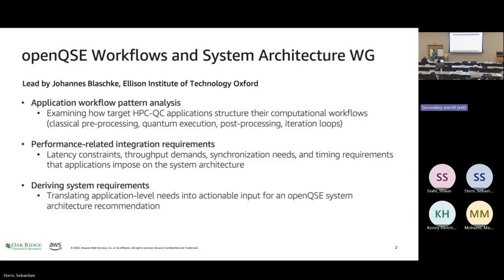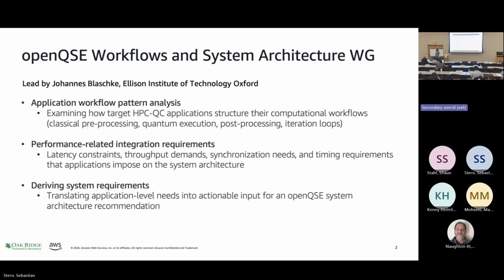So here's a list of things that we're exploring and trying to understand as part of this group. One is application workflow pattern analysis. Here the idea is basically to map the different types of hybrid quantum classical applications onto the different resources and try to understand what part needs to utilize quantum versus classical. A follow-up to that is trying to understand what the constraints are in terms of different resources: latency constraints, throughput demand, synchronization, things like this. And then this last point, driving system requirements, is really about trying to understand how we can connect some of the things we're doing above to some of the other working groups.